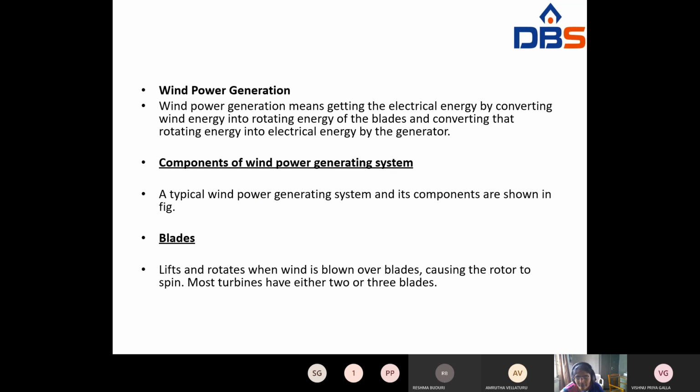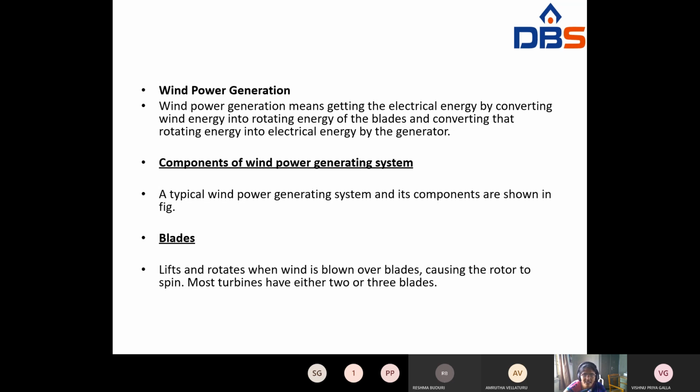Next one is wind power generation. Wind power generation means getting electrical energy by converting the wind energy into rotating energy of the blades, and converting that rotational energy into electrical energy by the generator. First you convert the kinetic energy of the wind into mechanical energy, and then that mechanical energy is converted into electrical energy by means of the generator.